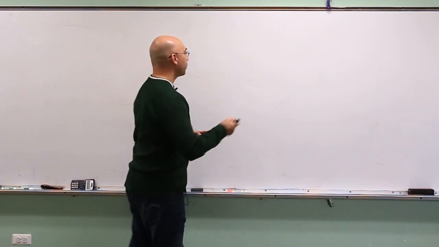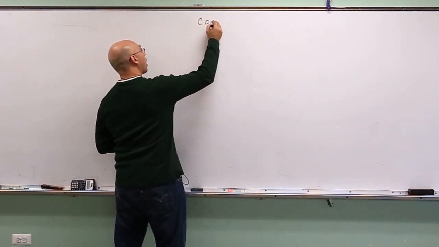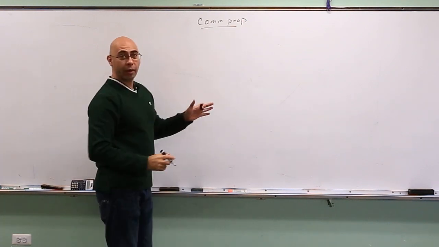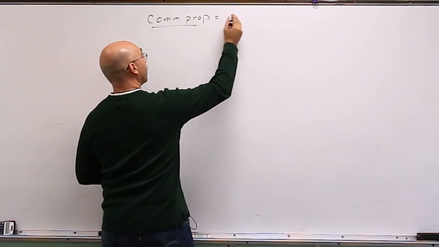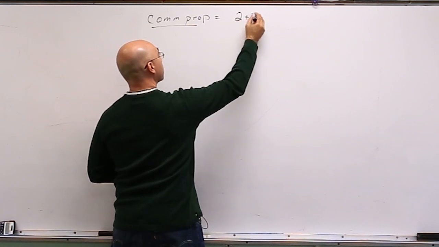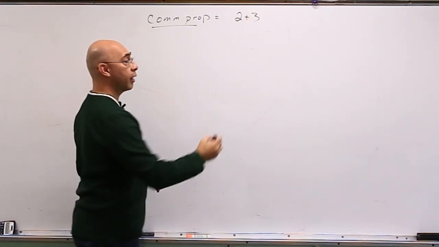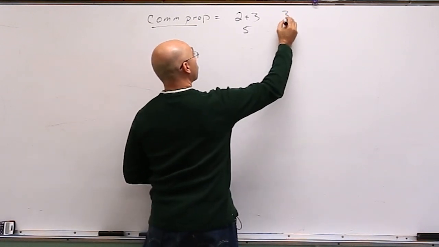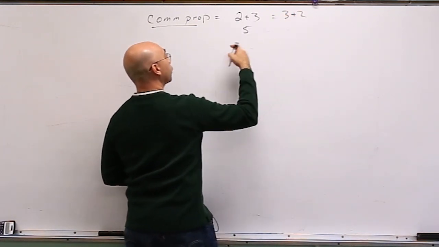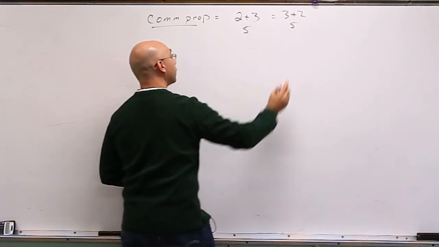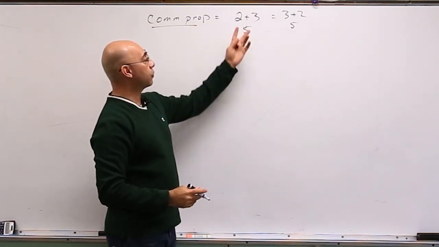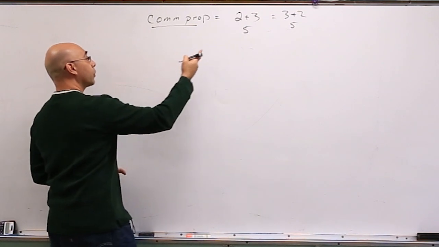Now the commutative property, I'm going to call it the commutative prop. All that basically means is if you have two numbers like 2 plus 3, you add them up, you get 5, of course. You could also add them up as 3 plus 2, meaning you can switch them around to still get 5. So it doesn't matter what order you add your numbers in, just as long as you add them up. And that also works for multiplication.